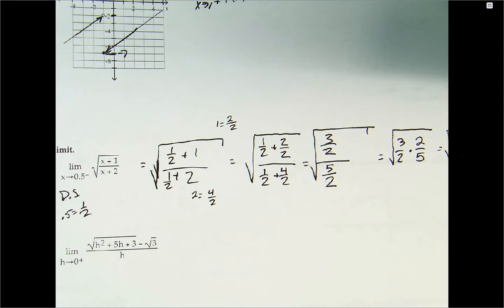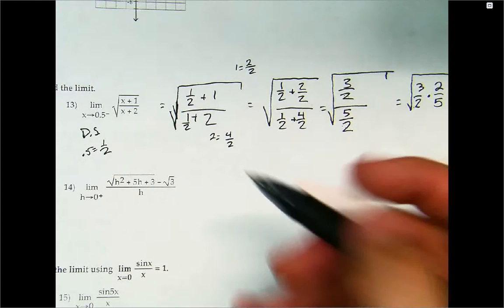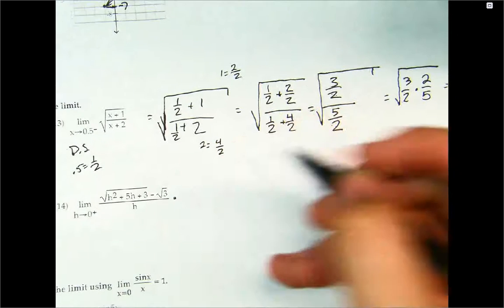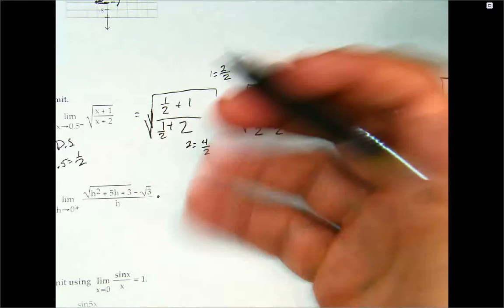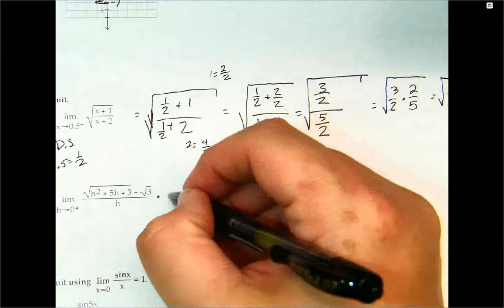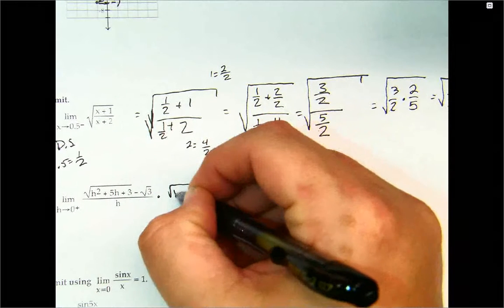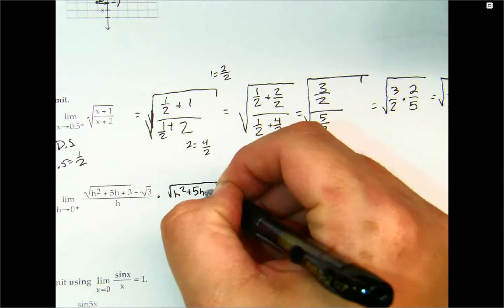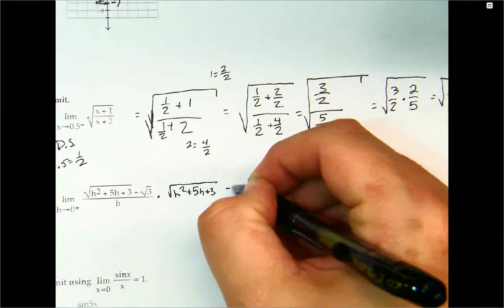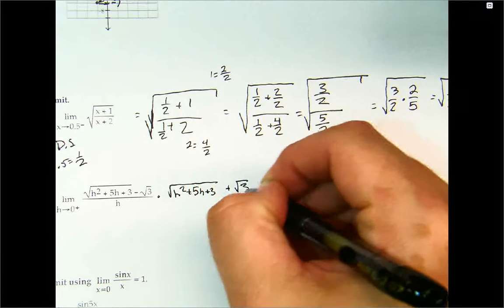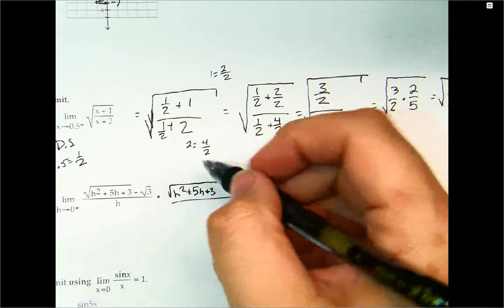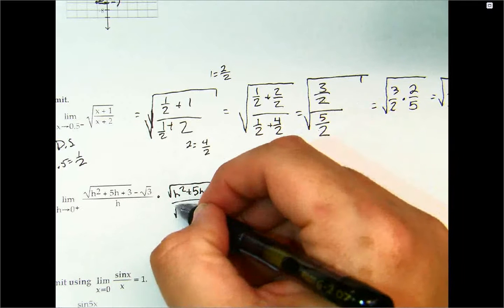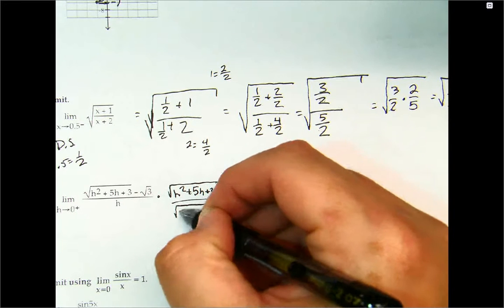Now this guy, we need to rationalize the denominator. I know that right off the bat. Just rationalize the denominator. So we're going to get the square root of h squared plus 5h plus 3 plus the square root of 3 over the square root of h squared plus 5h plus 3 plus the square root of 3.